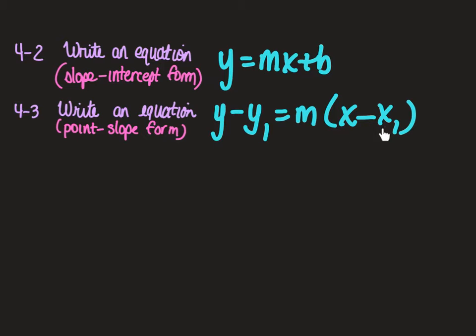4.3 is going to have this generic form where there's always a y, and then there's a plus or a minus, but it starts off minus. y minus y sub 1 equals the slope, and then you're going to put parentheses x minus x sub 1. So you should put those two general forms to memory.